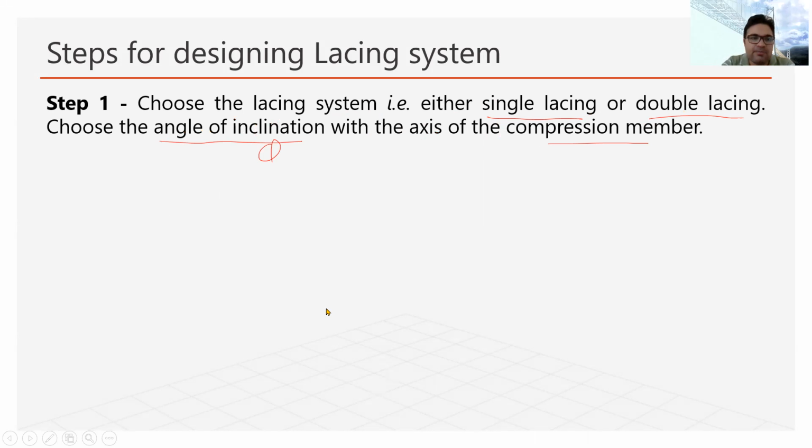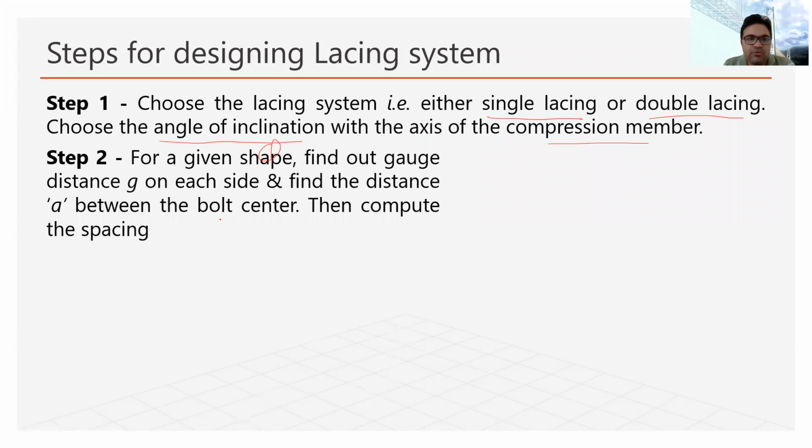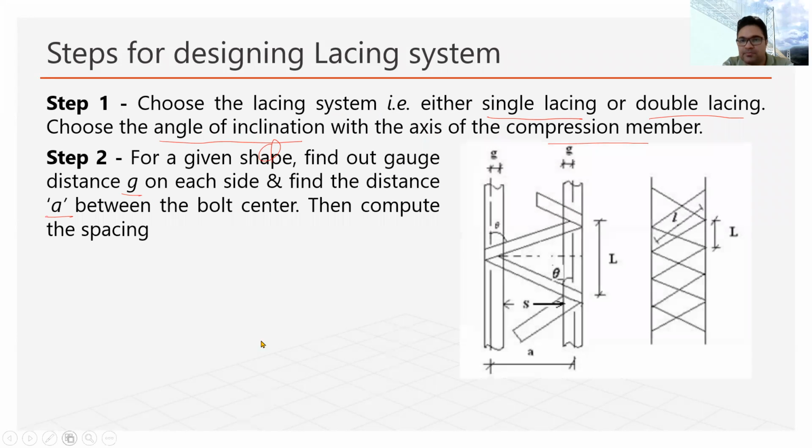Now in the second step, we are going to find out some values. So for a given shape, we generally find out the gauge distance, which is the g value on each side, and then we try to find out the distance a between the bolt center. Then we compute the spacing. So I will show you that in the diagram.